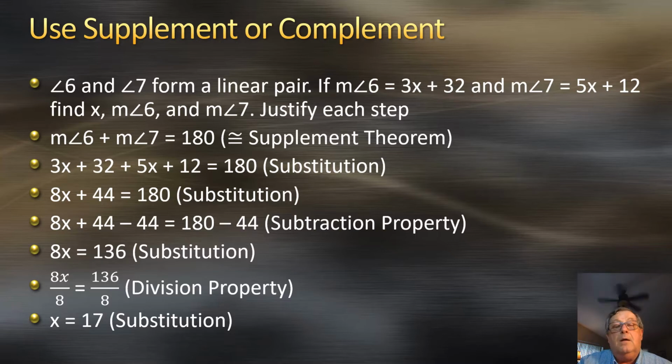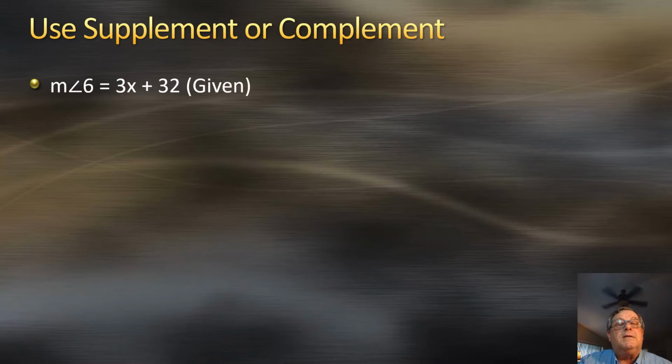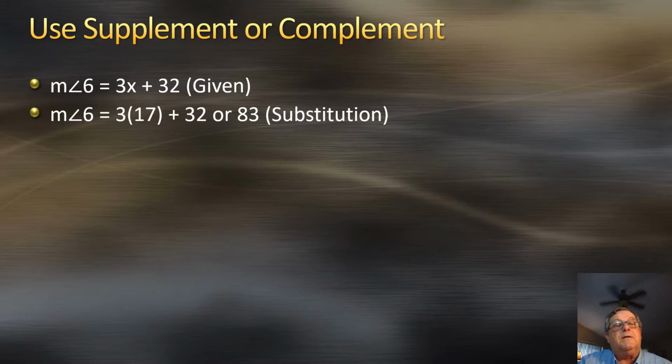We're going to be substituting 17 for x into both of our equations. We start with the measure of angle 6 is equal to 3x plus 32. We've already found x. Now remember, it's 17. Now we're going to find the measure of angle 6 and the measure of angle 7. So the measure of angle 6 is equal to 3 times 17, substituting in 17 for x, plus 32. And if I combine those like terms, that's going to end up being 83. So the measure of angle 6 is 83 using substitution.